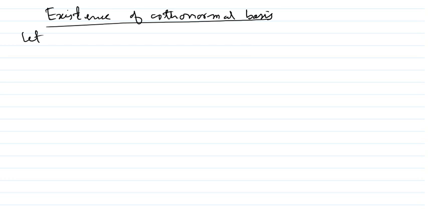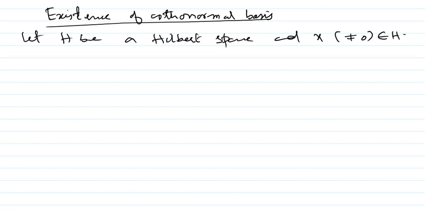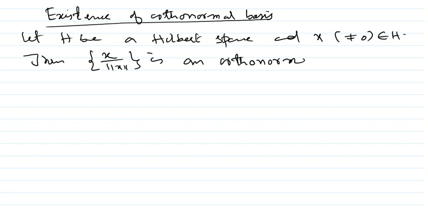Okay, so let H be a Hilbert space and x not equal to 0 belongs to H. Then this set {x over norm of x} is an orthonormal set. So let's denote it by E. So let E be this set. Okay, so E is an orthonormal set.